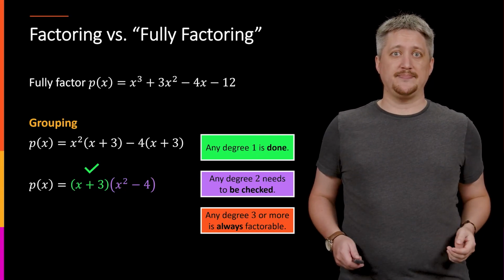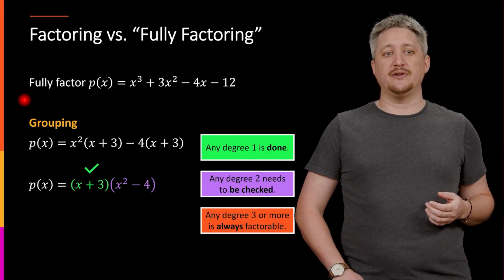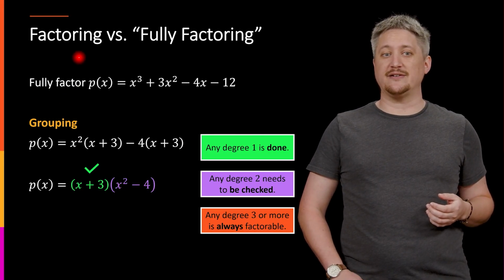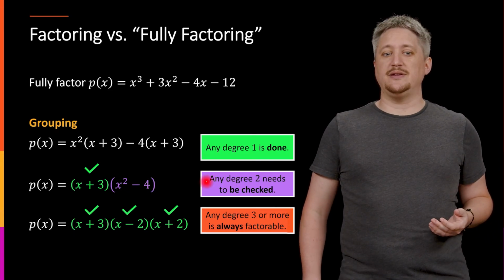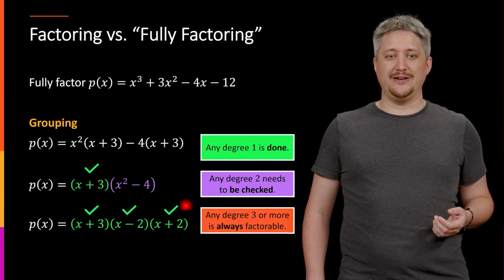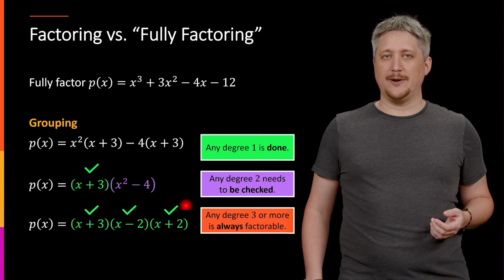So if I want to fully factor this function, not just factor it, then I have to factor that x squared minus 4, and I can factor that into x minus 2 and x plus 2. That'll get me a fully factored form, okay?